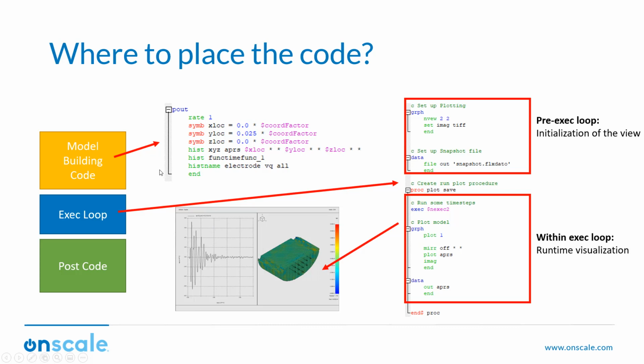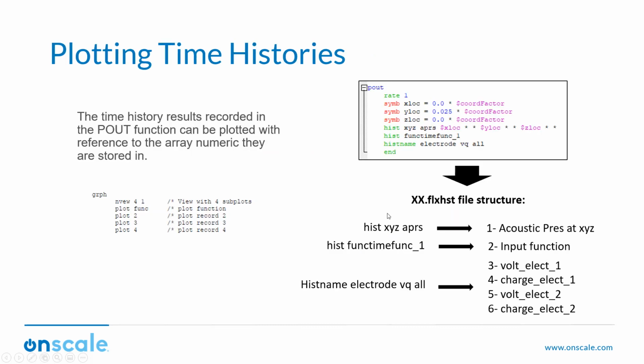And then in the exec loop, I have two parts, the pre-exec loop and the part within the exec loop. So the part pre-exec loop is to set up the view, and the within is what is displayed while you compute the model. And this is to plot time histories, so that's also what I was saying. So I just put it on some slides so you have better visualization of that.